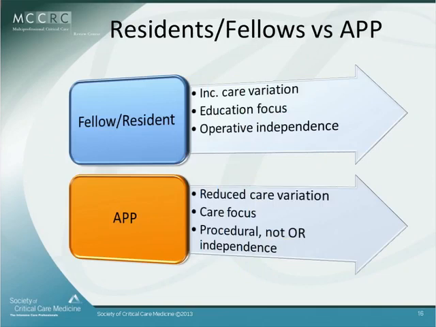Some of your support may contribute to burnout. If you have fellows or residents, there's increased variation in care, that's for sure. You may have much more of an education rather than a process focus to your daily rounds, but they are somewhat more operative independent. Advanced practice providers, much more consistent. If you want compliance with your care pathways, this is a way to do it and do it well.